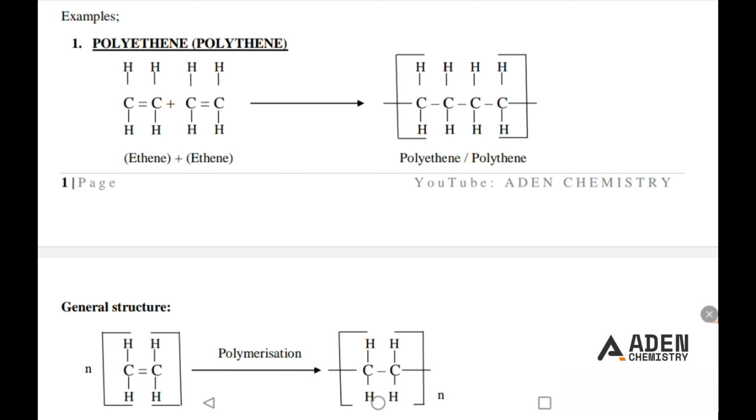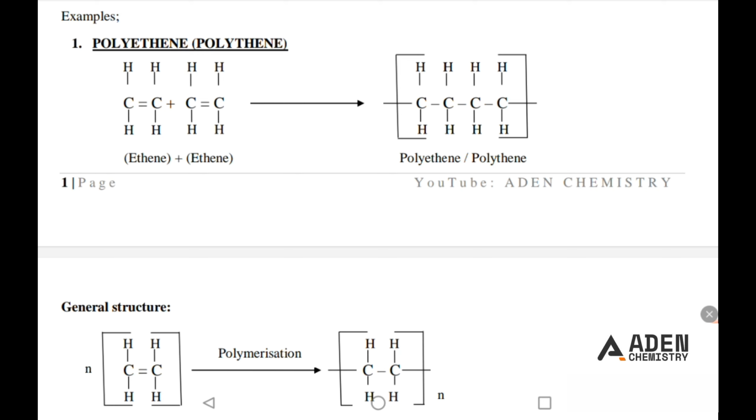So how are we going to draw the structure of ethene? Remember, ethene is an alkene, so we have a double bond there. This is the structure for ethene plus another ethene. Through addition polymerization, the double bond breaks up and we are going to have single bonds. How many carbons are we having initially? 4 carbons. So these are 1, 2, 3, 4.